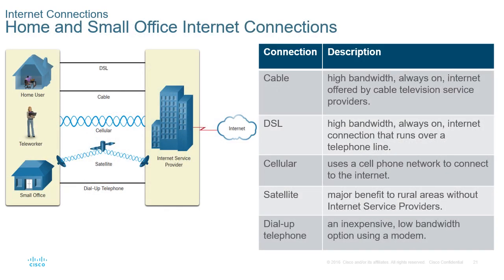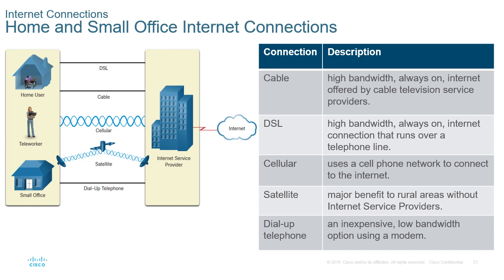So for home and small office internet connections, we have cable, which offers high bandwidth internet offered by cable television. I'm not familiar with that one. We have DSL, which offers the same, with the connection running over the telephone lines. So my telephone lines, my landlines, which we still have for some. That is where the internet connection is. We have cellular. I think everyone is familiar with that, which uses the internet connection over the phone network.